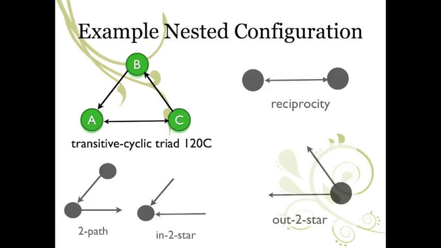Now, this was the end of part 1. To sum it up, networks are a collection of nodes and edges that give rise to some structure.